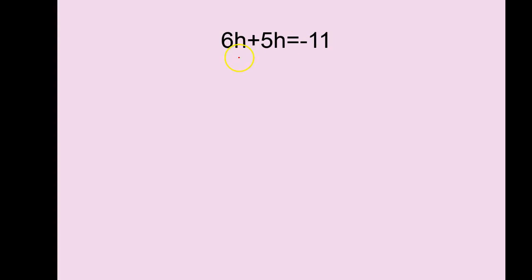All right, this problem, I have 6h plus 5h equals negative 11. By now, you guys, you understand like terms, right? If I have 6 h's and 5 h's, altogether I have 11 h's. All right, so now I have 11 times h. So what I'm going to do is divide both sides by 11.